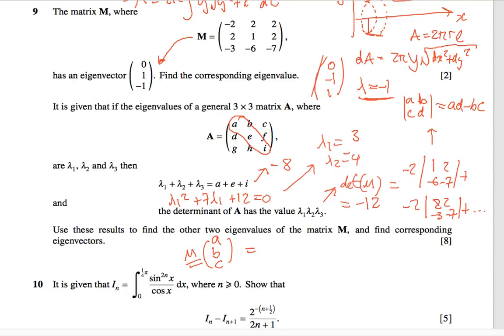Actually, I'll just do it for the top rows. If we have minus 2, 2, 2 times this thing, we get minus 2a plus 2b plus 2c. So that's the first one. You do the other ones, and then you equate that to the original thing multiplied by an eigenvalue. So let's say 3, so it's 3a. And then you get a bunch of equations. You can just solve them.